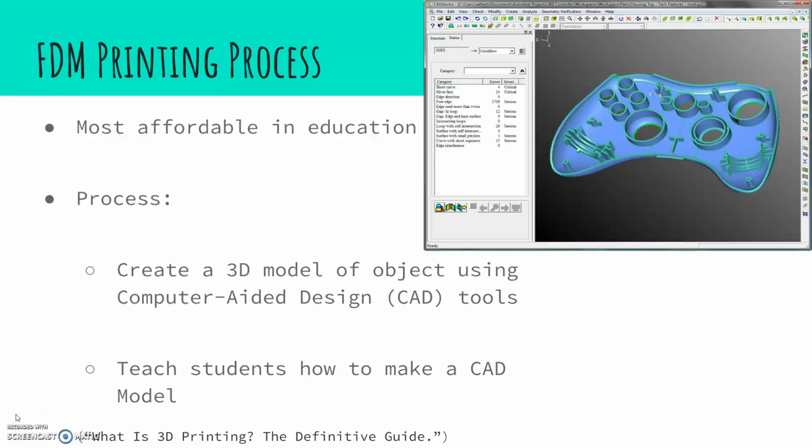FDM printing process. Again, this is what we're going to focus on, the FDM printer. So this process, of course, has to begin with creating that 3D digital file that we talked about. This will be the model of the object that you want to create using a computer-aided design tool, also known as CAD for short. This tool is something that teachers would have to in-depth and explicitly teach their students how to navigate and use before they actually begin the 3D printing process.